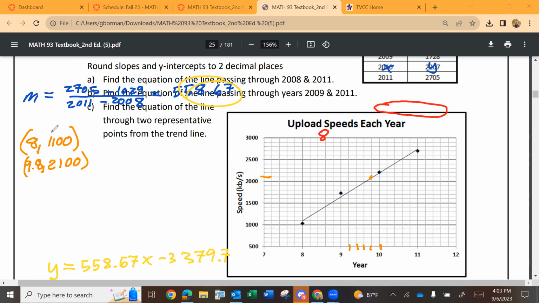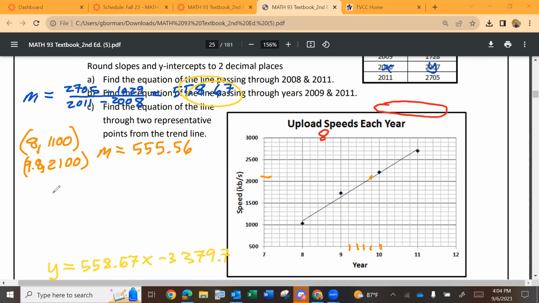Now that I've got these 2 points, I do exactly what I did on part B to get this equation. First, let's get the slope. I'll do the difference of the y's divided by the difference of the x's. I'm just doing it on my calculator here, and I get 555.56, which is pretty close to the slope we had before. Not exactly the same, and that's fine, but quite close.